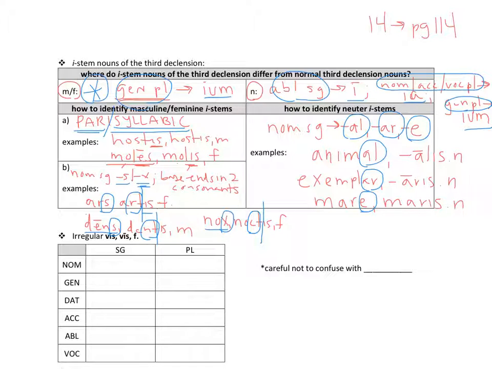So once again, remember the differences is the ablative singular will be an I, the nominative, accusative, and vocative plural will be an IA, and the genitive plural will be an IUM. And these are for neuter nouns that end in AL, AR, or E in the nominative singular.